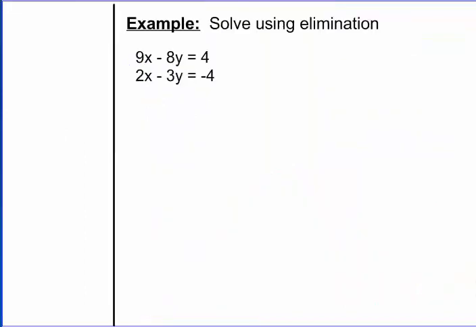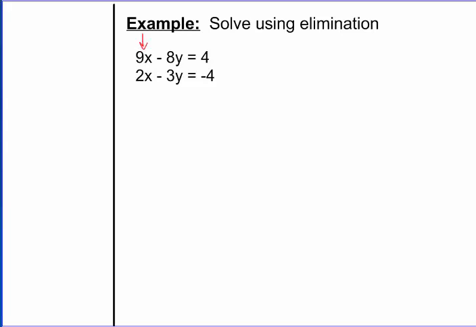Now, here's another example. So you want to look at the variables and decide which variable you're going to eliminate. Now, in the first example, we only multiplied one equation. Sometimes you're going to have to multiply more than one equation. So you look at your x's.